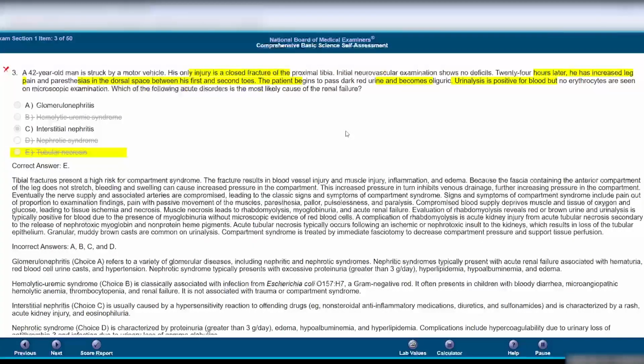Hemolytic uremic syndrome, right? That goes with E. coli. I don't see an infection of E. coli. Interstitial nephritis. Remember, these are drugs like NSAIDs, right? Usually NSAIDs, antibiotics, sometimes diuretics can cause it. And remember, what are you going to see, right? You're going to see eosinophils, right? And that's what I'm saying.